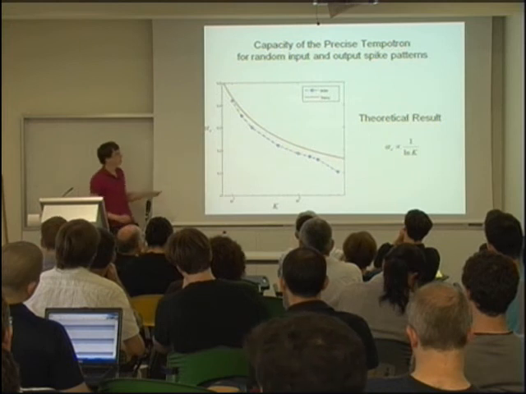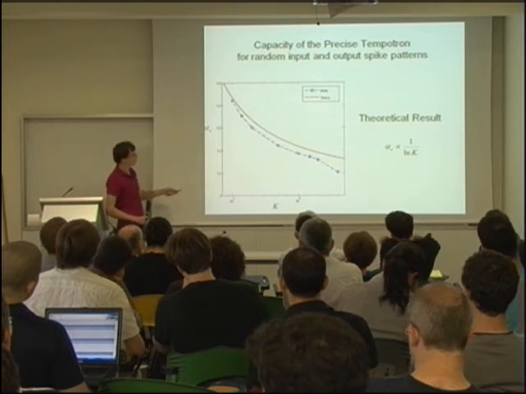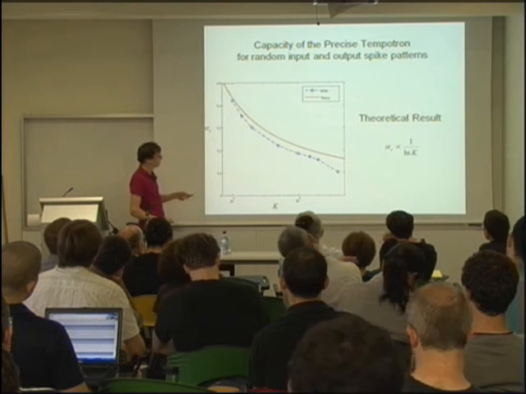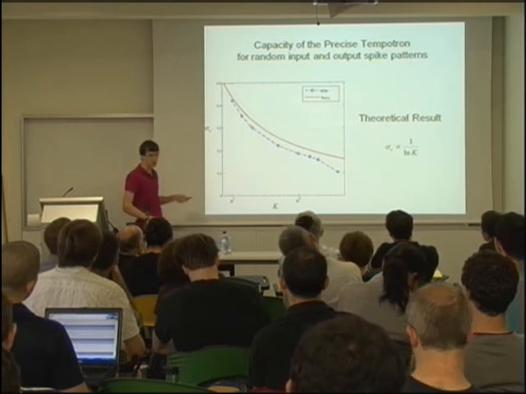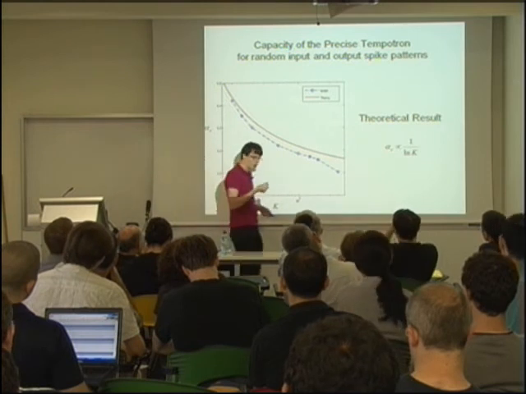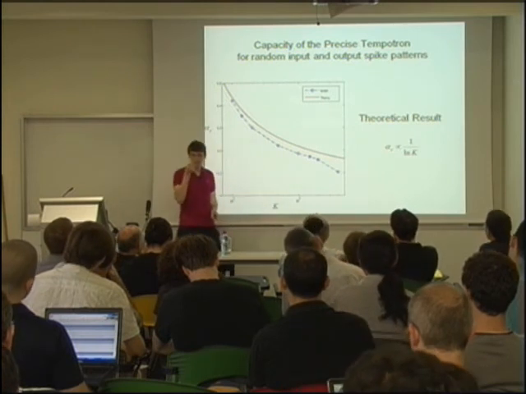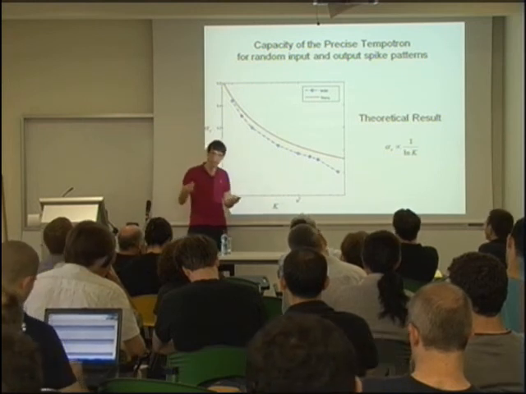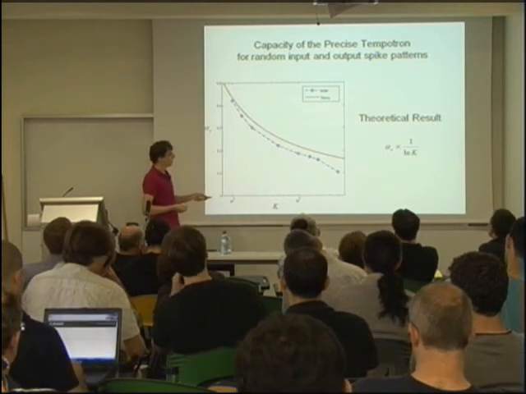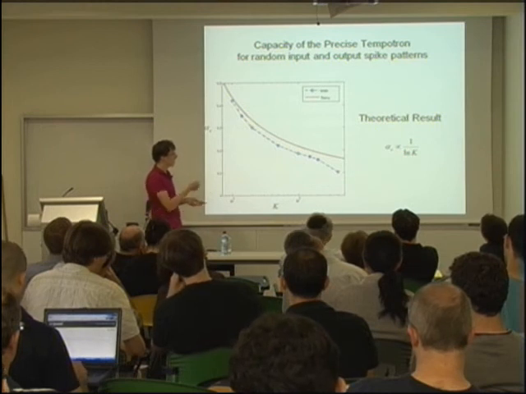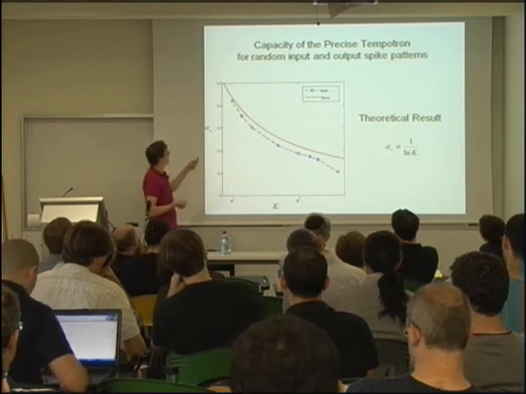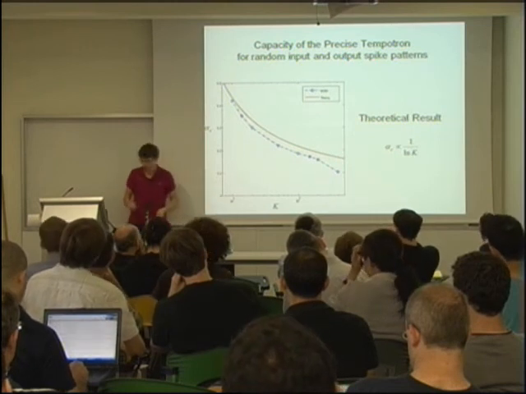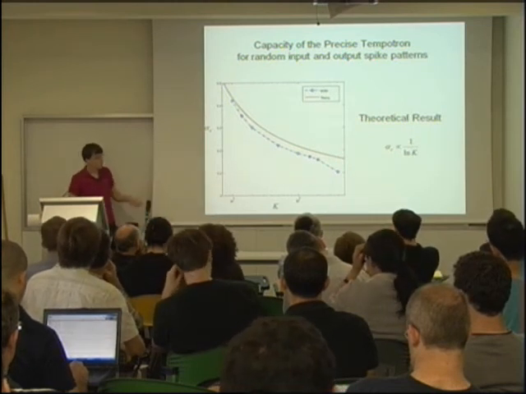We can measure the capacity of this kind of task. We also have a theoretical result saying that the capacity decreases with K, because we make the Tempertron fire at specific times. It doesn't have the previous freedom it had before to choose its time. Then as you increase K, the number of restrictions increases, and this is just the line 1 over log K. And you can see it's a nice fit, even though this is an approximate theory.